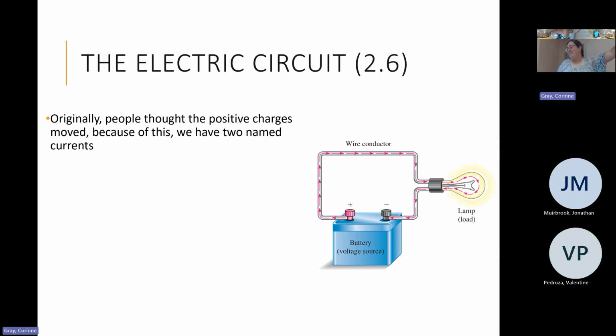This is a circuit. It's not a very complicated circuit, but it's a circuit. I have a voltage source. It is completely connected, so I'm starting and ending at the same point, which is my voltage source here. So I've made a loop. And I have a circuit component in here, which in this case is a light bulb.